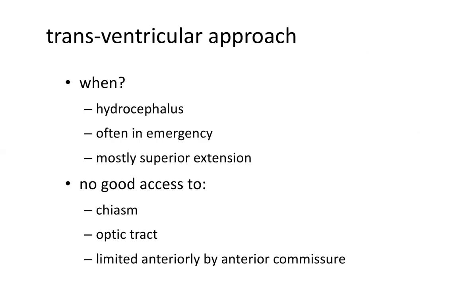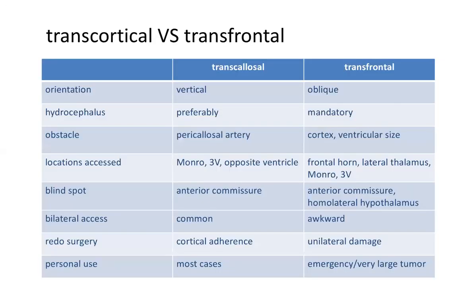Then we have the transventricular approach, when the tumor is developed, especially posteriorly, with superior extension, with hydrocephalus. It can be used in emergency. However, this transventricular approach does not give good access to the chiasm and the optic tract, and it is limited anteriorly by the anterior commissure. So which approach do we choose?